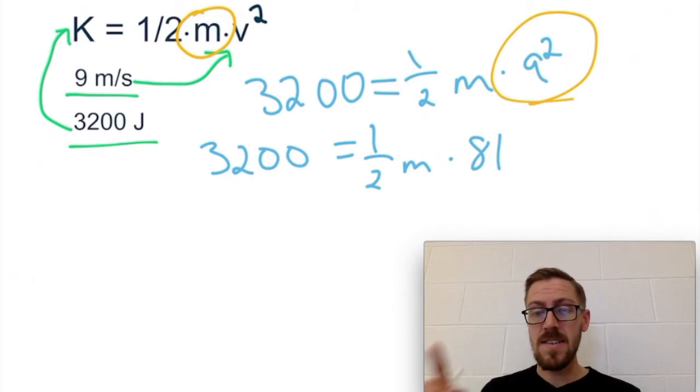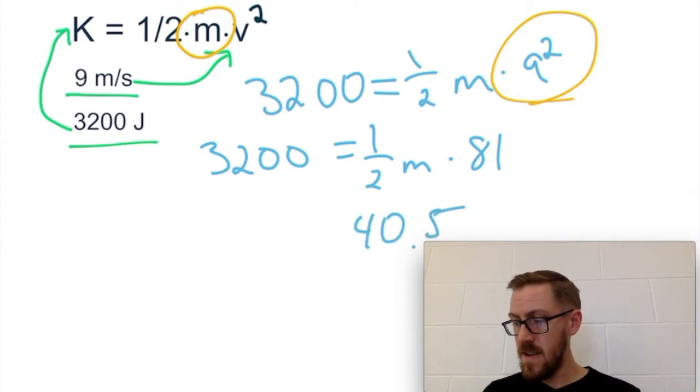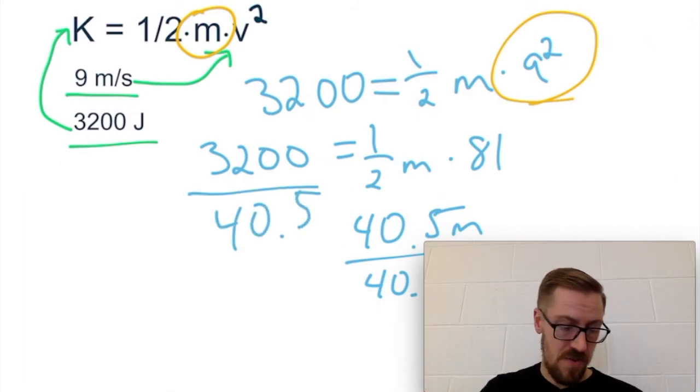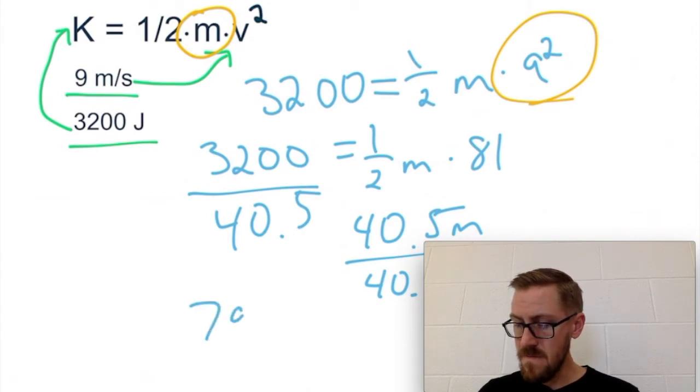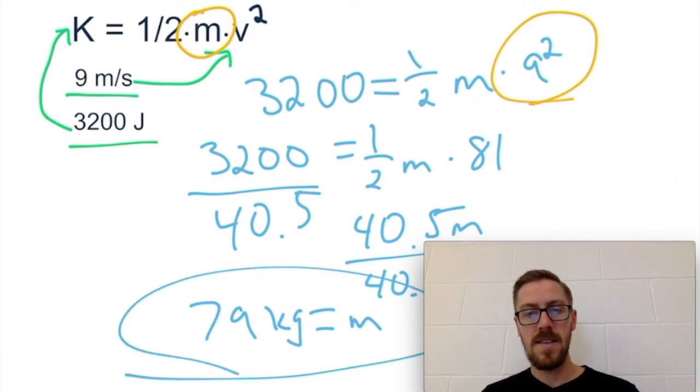Now, different people do different things here. Some people like to move the 81 over first and then move the 1/2. Or you can combine like terms and then move it all in once. That's what I'm going to do. I think that's the better option. So I'm going to combine 81 and 1/2 because they are like terms. So 81 times 1/2 is 40.5 M. And so to get M by itself, I just divide both sides by 40.5. When I go to my calculator now, I do 3,200 divided by 40.5, and I get 79.01, if we're going to be technical, kilograms equals my mass. So 79.01 kilograms.